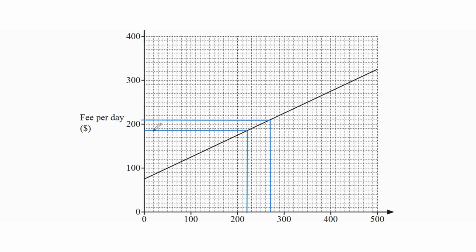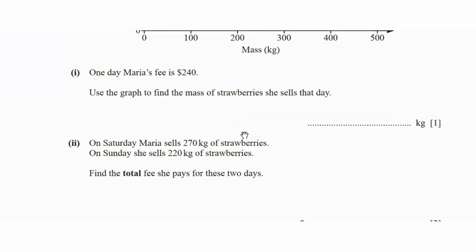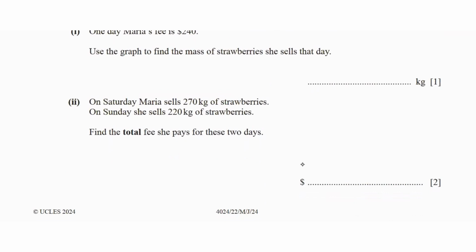So this is like around 190, 185. And this is 210. So 210 plus 185, and that gives us 395. So total fee she pays is $395.